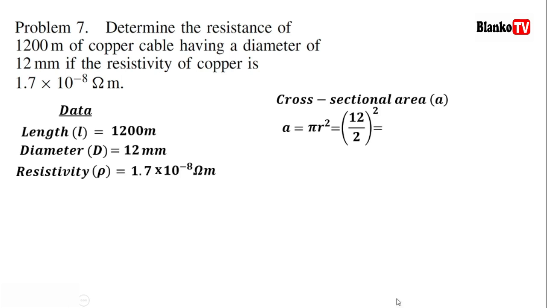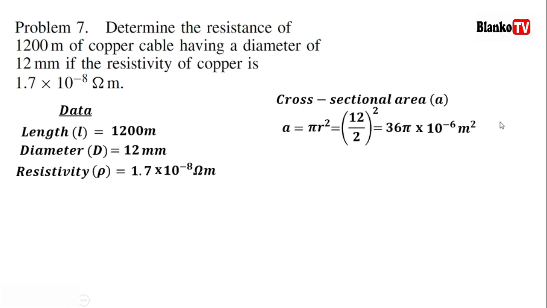Okay, so we have 36 pi times 10 raised to the power negative 6 meters squared. When we divide 12 by 2, we get 6. So 6 squared will give us 36. So A equals pi r squared is now 36 pi times 10 raised to the power negative 6 meters squared. I hope you are following it.